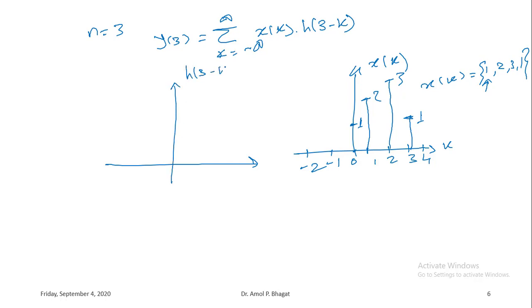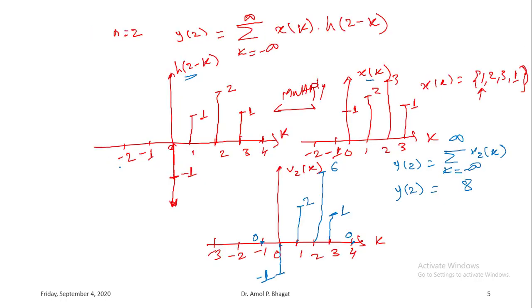Next you have to obtain h of 3 minus k. So 0, then 1, then 2, then 3, then 4 5, then minus 1 minus 2 minus 3. So h of 3 minus k can be obtained from h of 2 minus k simply by shifting it to the right by one sample. So the sample present at 3 will be at 4, sample at 2 will be at 3, sample at 1 will be at 2, sample at 0 will be at 1.